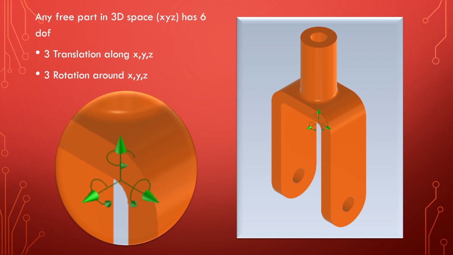A combination of these degrees of freedom gives an object a complex movement that we usually see in our life. Let us see this in video.